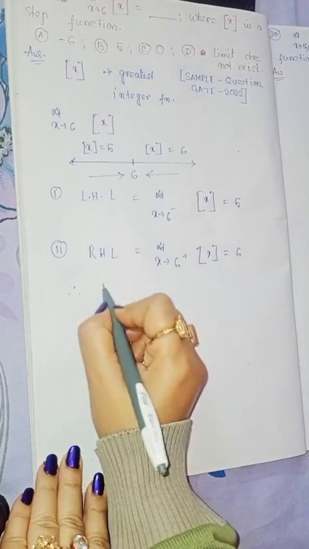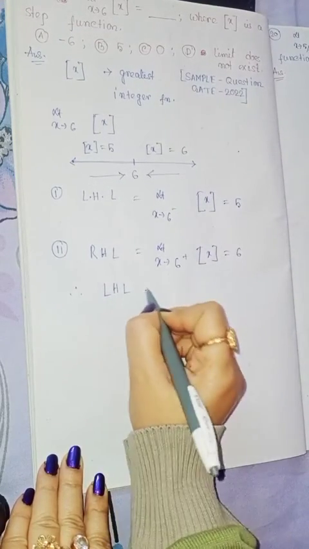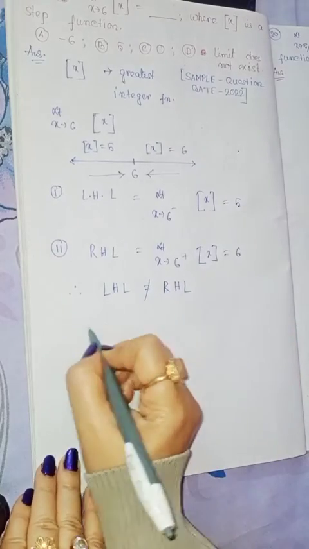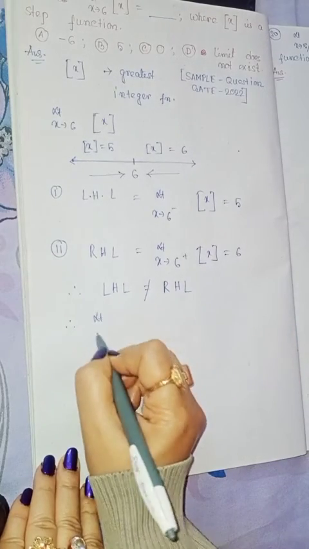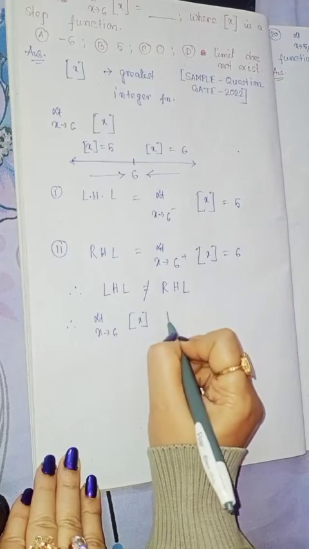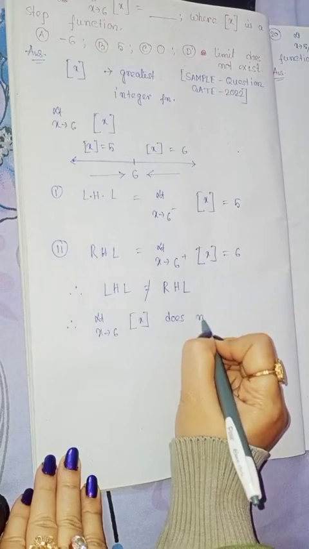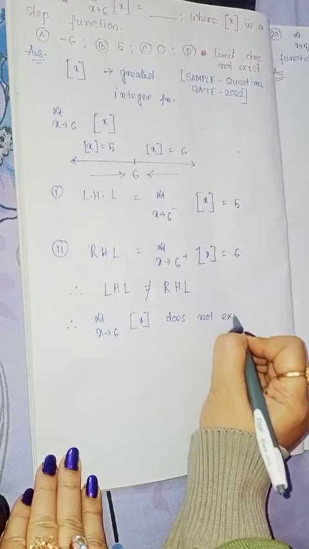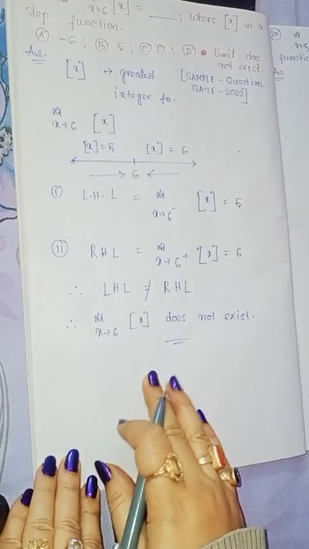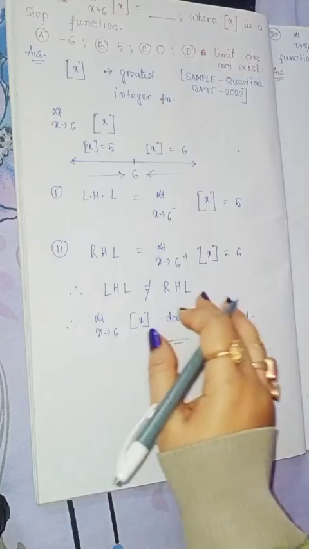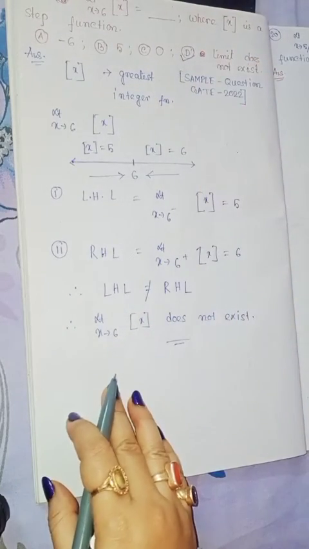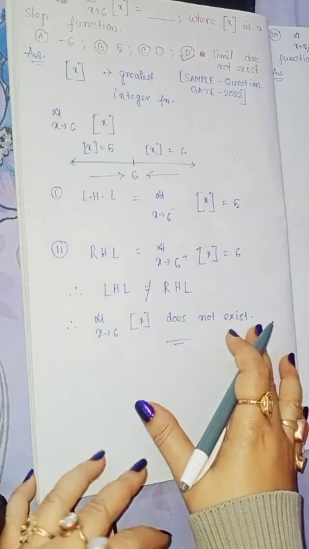So therefore the left hand limit does not equal the right hand limit. Therefore limit x tends to 6 of floor of x does not exist. Okay, so we reached our required solution, and option D is our correct choice. So this is the whole solution of question 19.